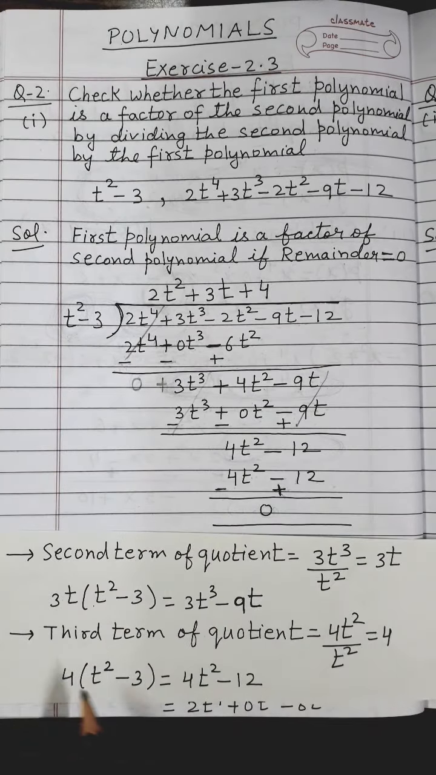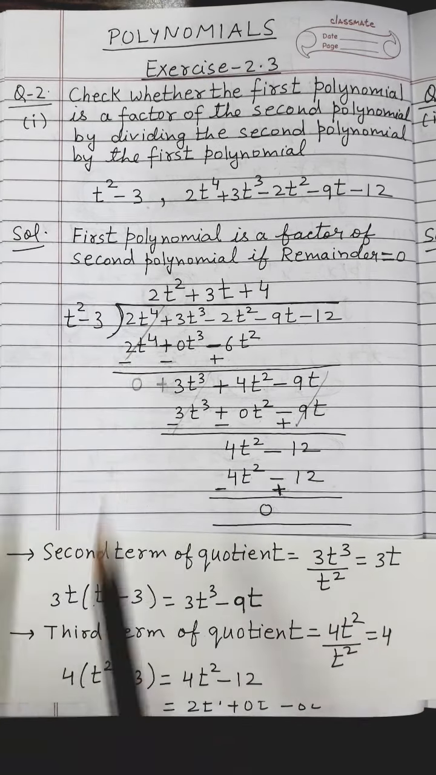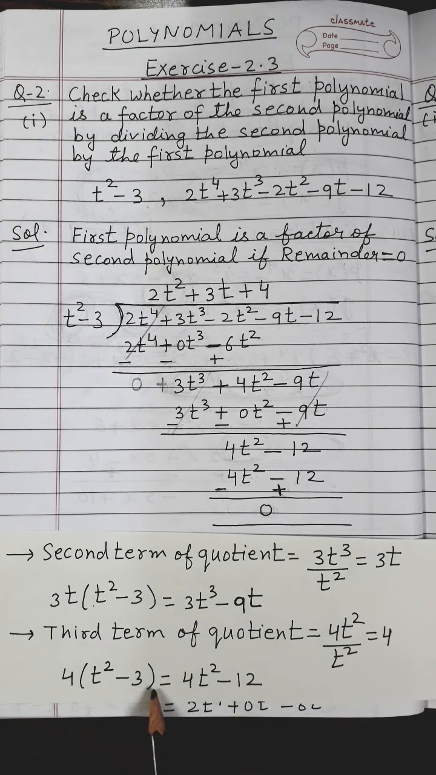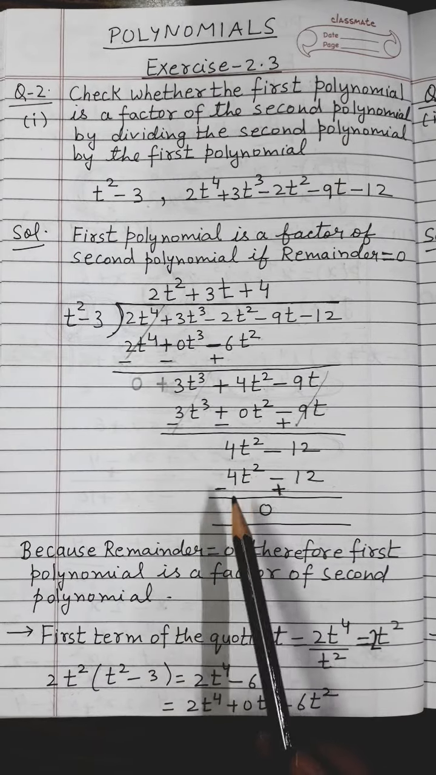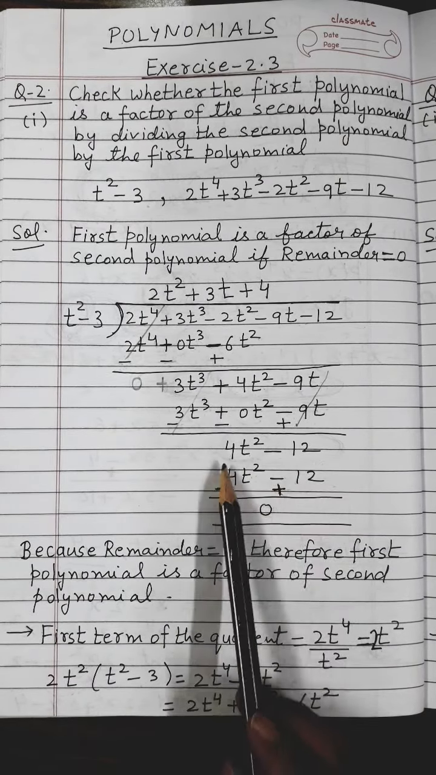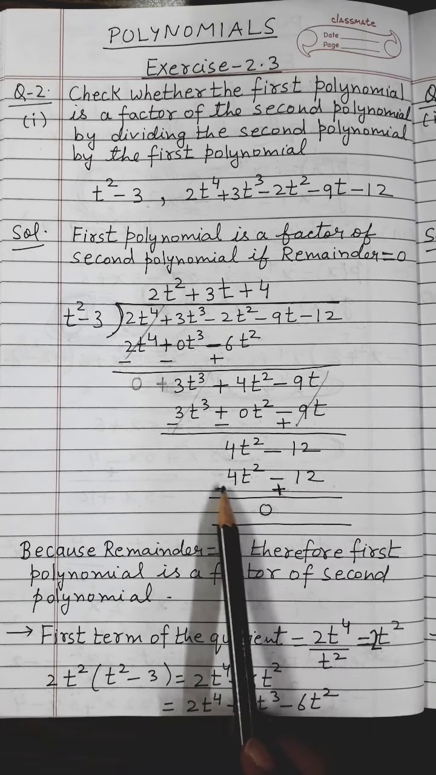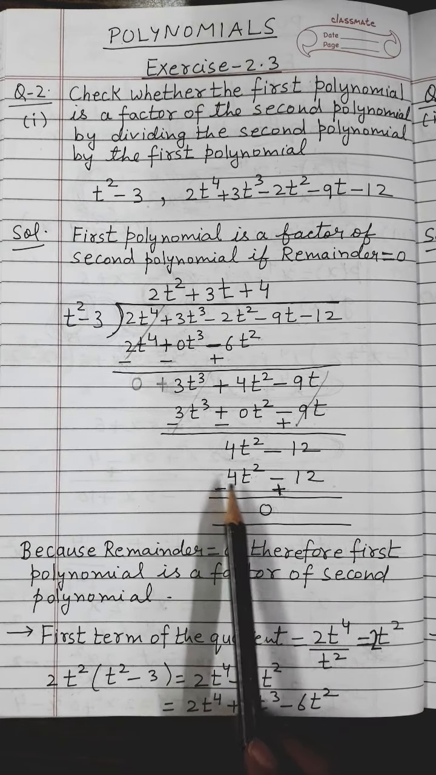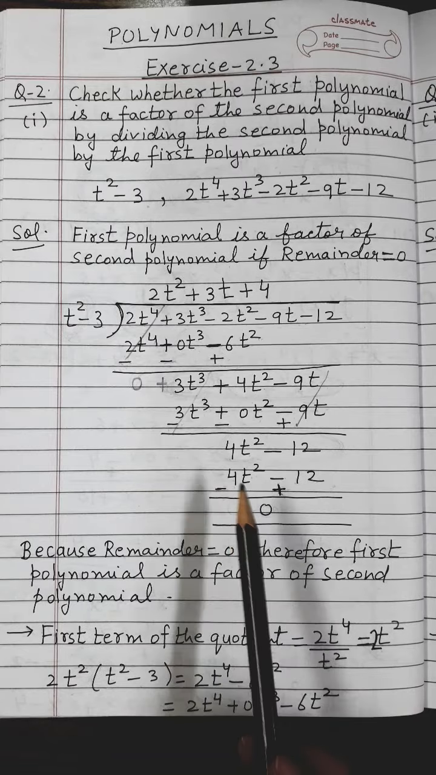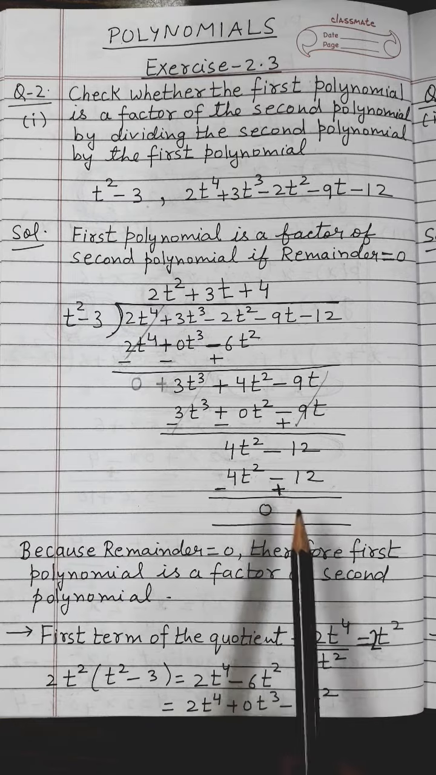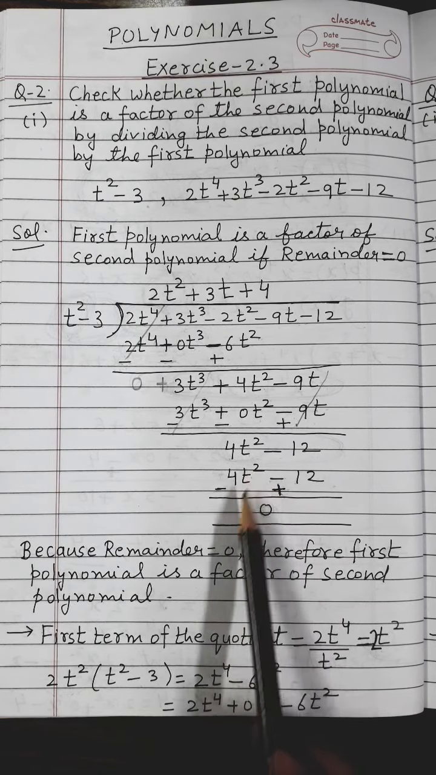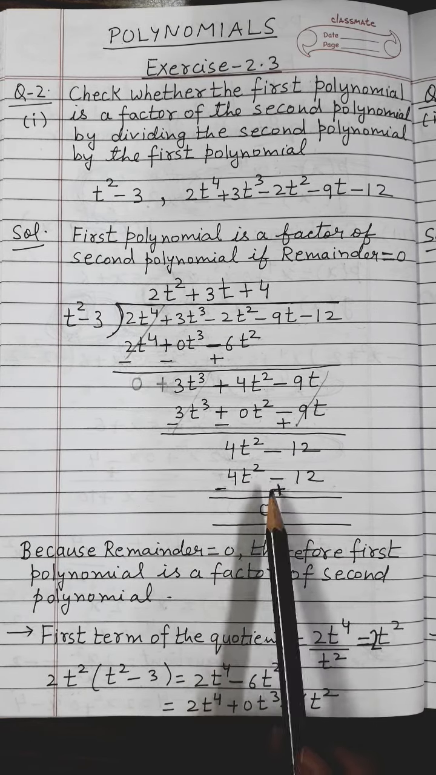Next, I have to multiply this 4 with the divisor. So 4 into t square minus 3, open the bracket, will give you 4t square minus 12. This 4t square minus 12 I will write below this new dividend. Again I have to subtract these two polynomials. So I will reverse the sign of the terms of the second polynomial. This is plus sign, I write minus below it. This is minus sign, so I write plus below it. Now I will subtract the two polynomials by considering these new signs.